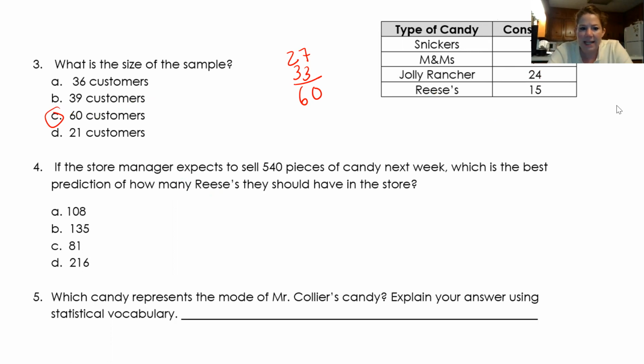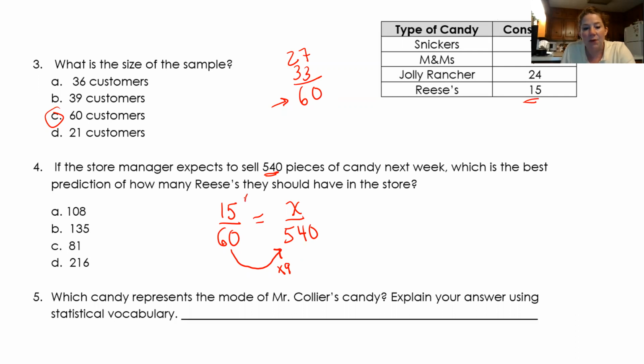All right, so it says if a store manager expects to sell 540 pieces of candy next week, which is the best prediction of how many Reese's they should have in the store? So we're going to do the number of people that picked Reese's out of the total that he asked, which I believe is 60. Then we would find out how many people chose Reese's out of a grand total of 540. We could cross multiply and divide, or I know that if I multiply 60 times 9, I get 540.